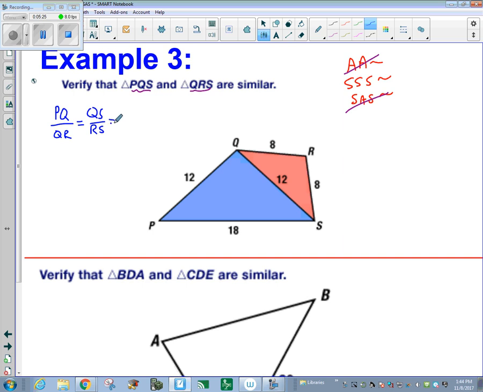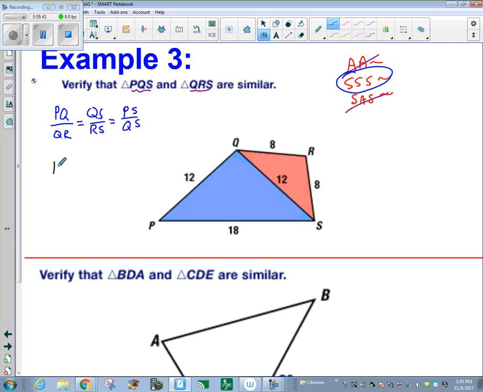And then the other one that has to also, for side, side, side, is the first and last letter, PS and QS. All of these fractions must be equal to each other for us to be able to use side, side, side similarity. So let's check it out. Let's see if that's the case. So let's fill in some numbers here.